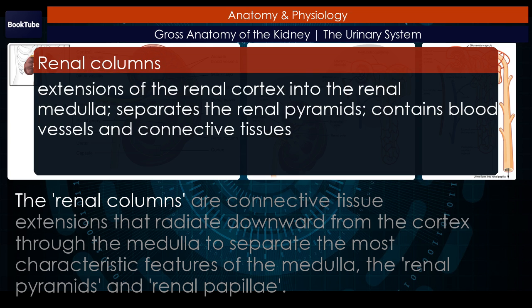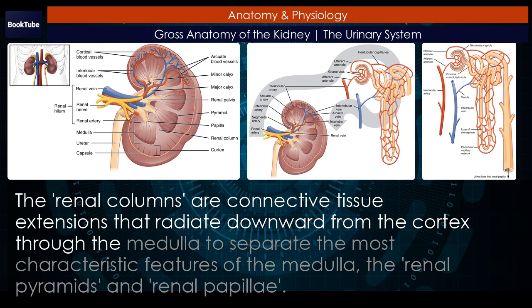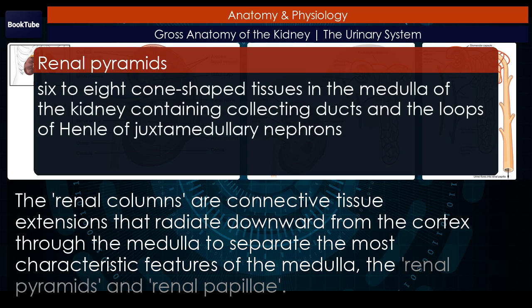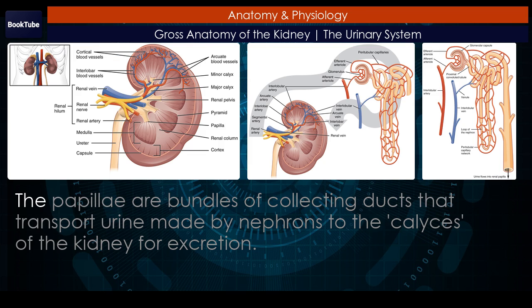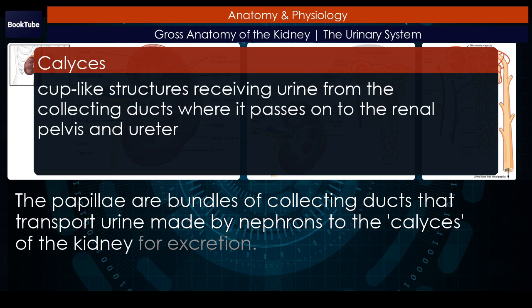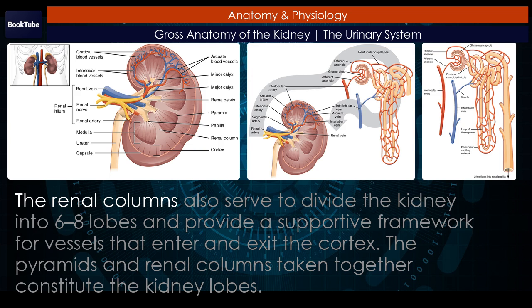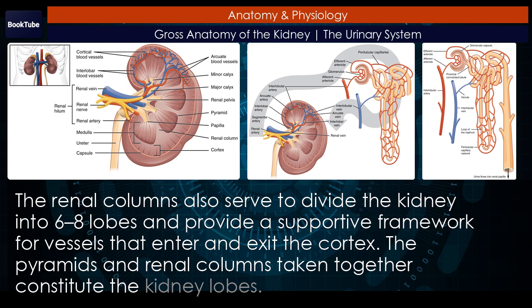The renal columns are connective tissue extensions that radiate downward from the cortex through the medulla to separate the most characteristic features of the medulla, the renal pyramids, and renal papillae. The papillae are bundles of collecting ducts that transport urine made by nephrons to the calyces of the kidney for excretion. The renal columns also serve to divide the kidney into 6 to 8 lobes and provide a supportive framework for vessels that enter and exit the cortex. The pyramids and renal columns taken together constitute the kidney lobes.